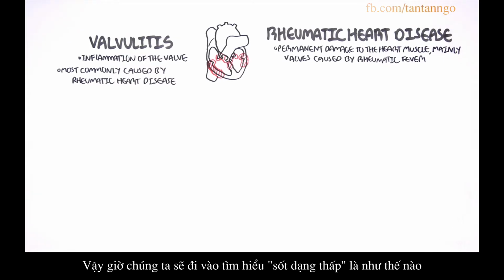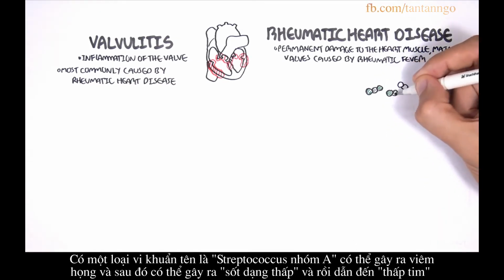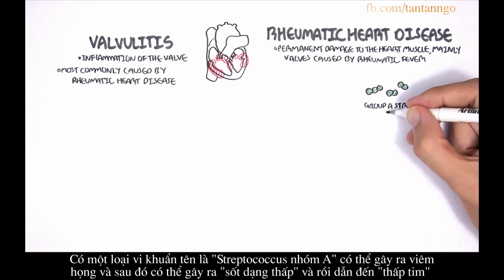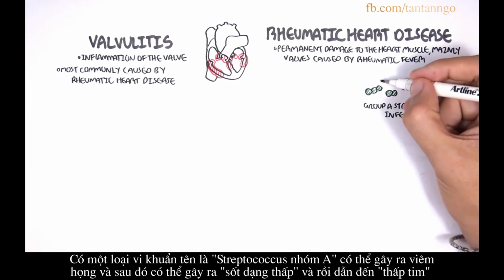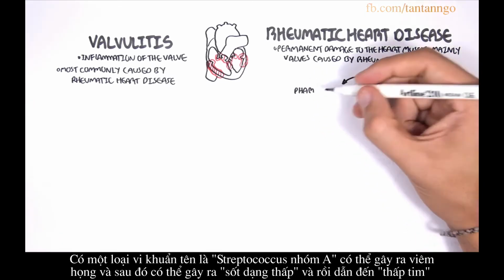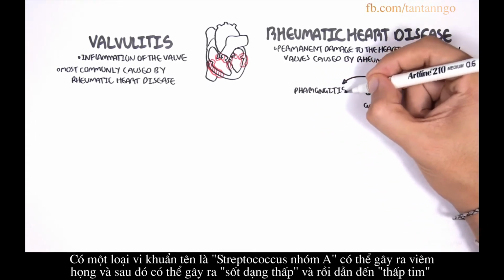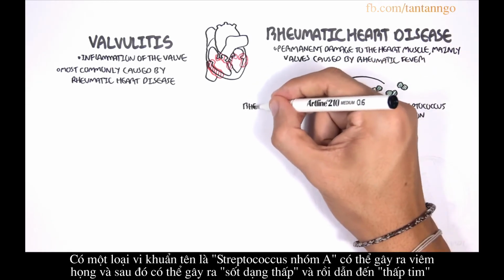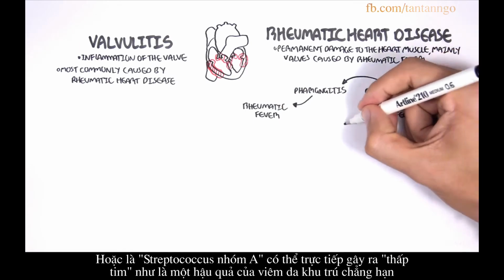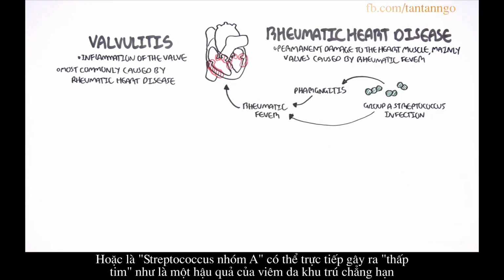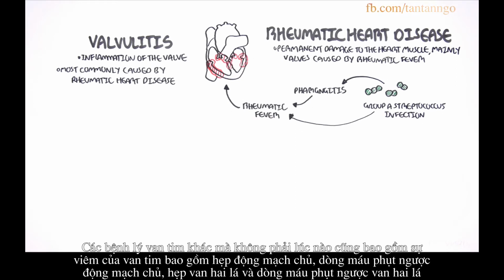So if we look at rheumatic fever and how it comes about, well, a bacteria called group A strep, which are basically your Streptococcus pyogenes, can cause pharyngitis in the throat, which then can cause rheumatic fever, which then can lead to rheumatic heart disease. Or group A streptococcus can lead straight to rheumatic fever as a result of local skin infection, for example. Other valvular disease, which do not always involve inflammation of the valves, include aortic stenosis, aortic regurgitation, mitral stenosis, and mitral regurgitation.